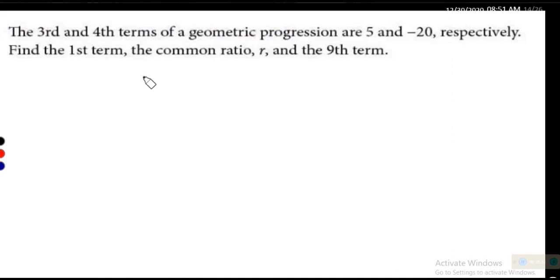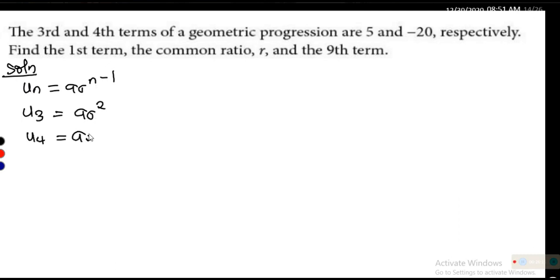The next question. The third term and the fourth term of a geometric progression are 5 and -20 respectively. Find the first term and the common ratio. So let us try to decompose this. Solution. Write down the general formula ar raised to power n minus 1. So u3 equals ar squared and u4 equals ar cubed. So ar squared equals 5 and ar cubed equals -20. We call this equation 1, we call this equation 2.